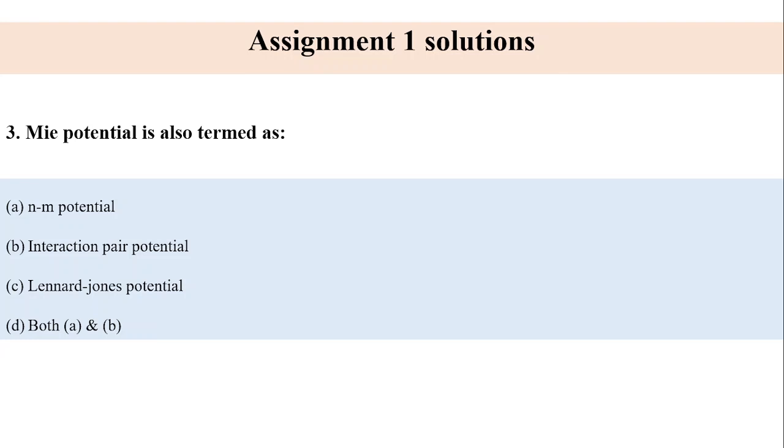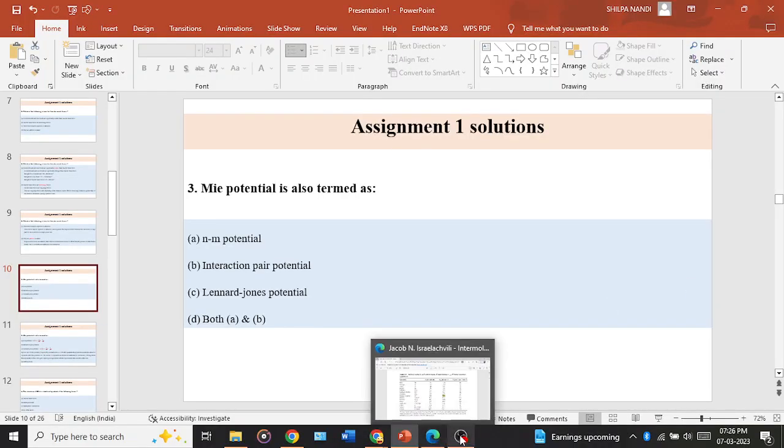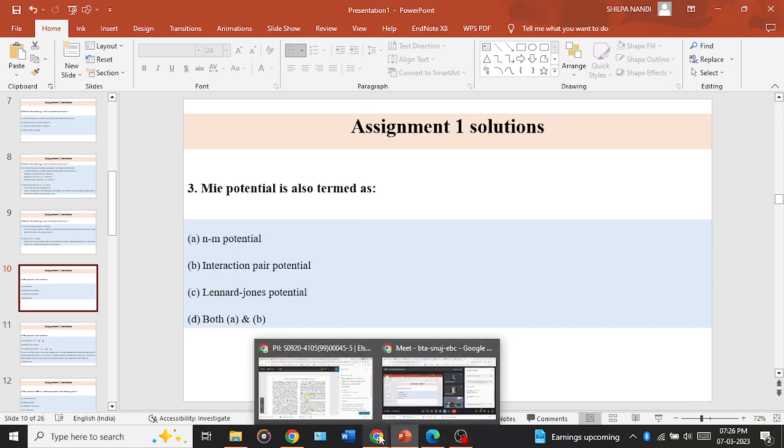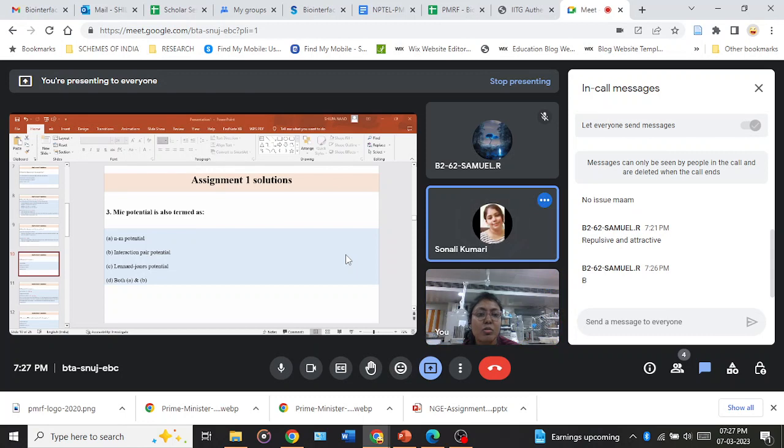Ma'am, option B, interaction pair potential. Okay, fine. Thank you. From Samuel also I am getting the same answer, that is option B, interaction pair potential. Fine. So I think you have the book relating to this course or not? No, ma'am. Okay.